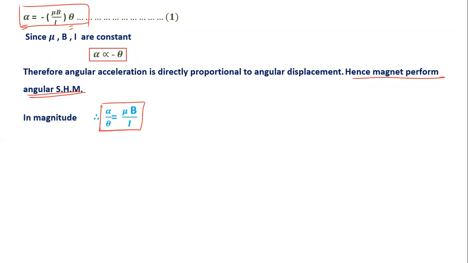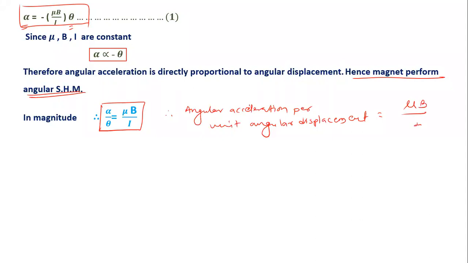And this alpha divided by theta is angular acceleration per unit angular displacement. Hence we can write angular acceleration per unit angular displacement is equal to mu into B divided by I.